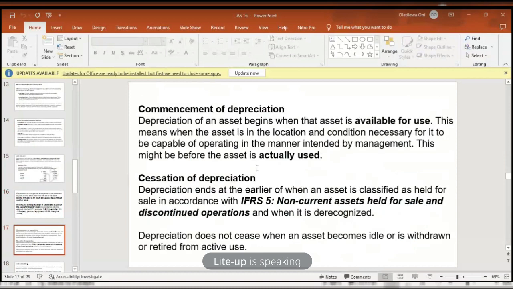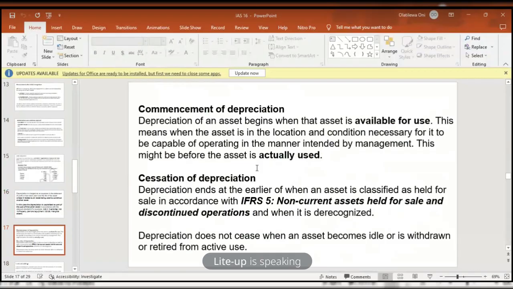I've talked about when depreciation commences: from the date that the asset is available for use. Even if the company has not started using the asset, from the date that asset is available for use, depreciation charges commence on that item of PPE.